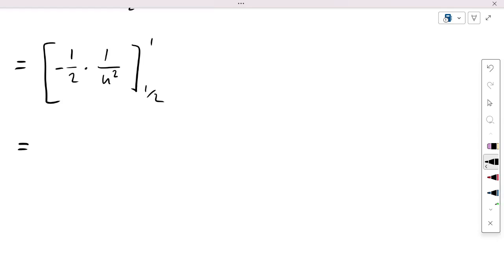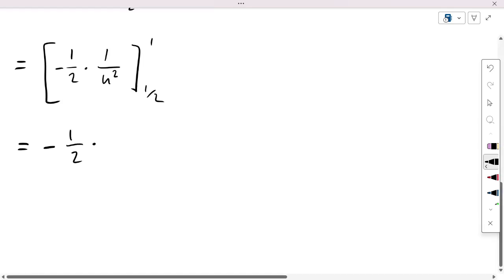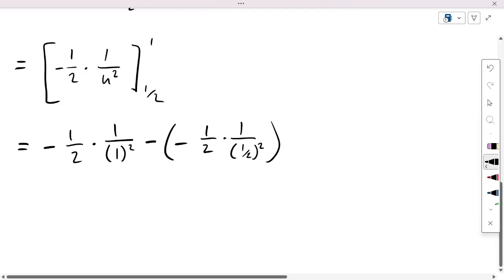So we can actually write it like this: negative a half multiplied by 1 over 1 all squared. This is going to be minus, and then we're going to have negative a half, which is basically the same thing now, but we have a different value, multiplied by 1 over a half all squared, like that. And then you can just plug it into your calculator if you want to, or you can simplify further. But you should get an answer of 3 over 2. That should be your answer for this integral.